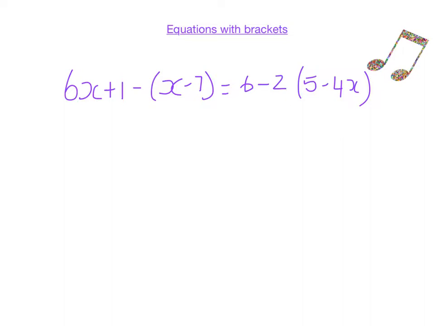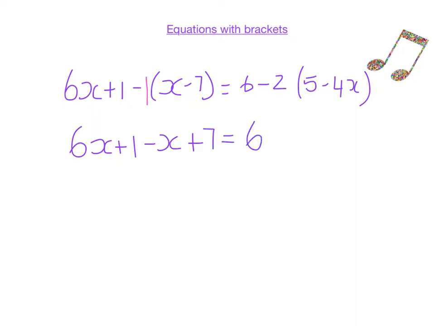I'm just taking away that bracket. And remember in algebra, if there's no number there, it means 1. So I'm actually multiplying that bracket on the left by negative 1. So 6x plus 1 are nothing to do with the bracket, so that stays the same. Multiplying by negative 1, I get negative x plus 7.